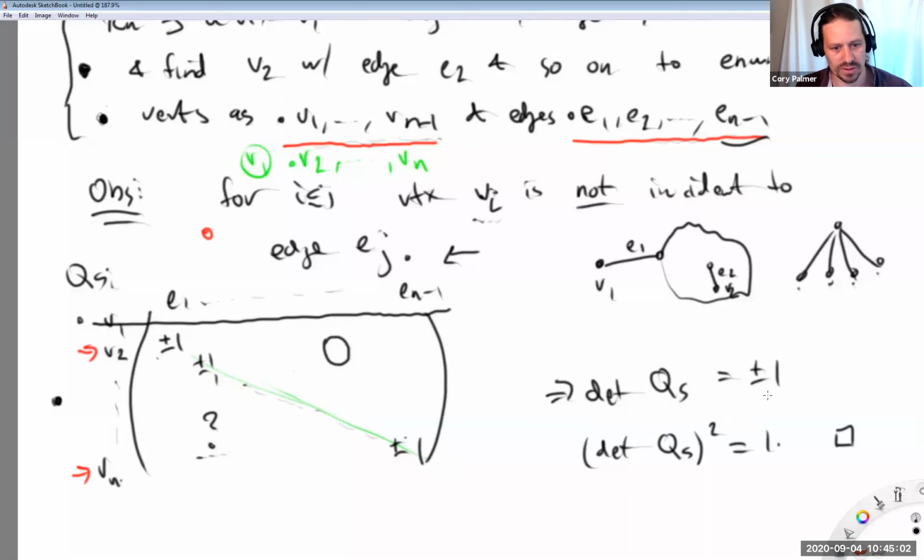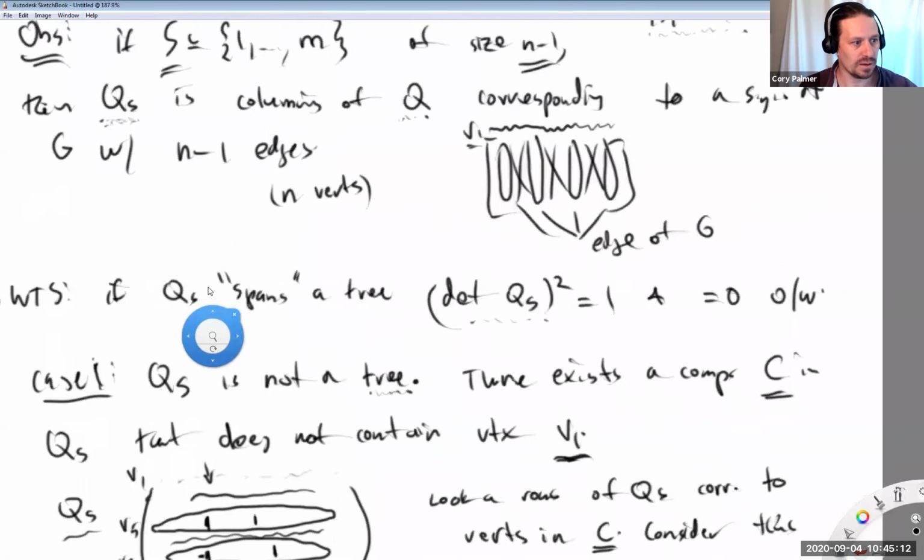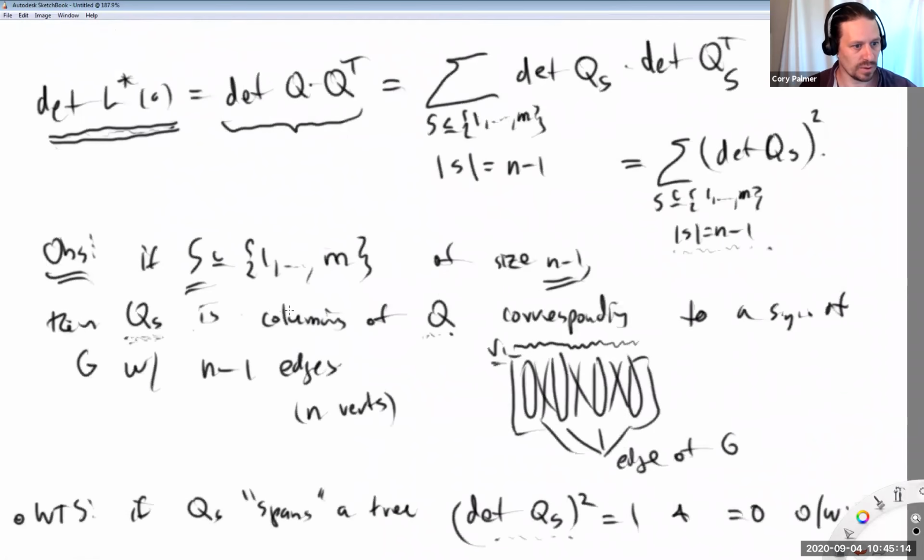The determinant is clearly plus or minus 1. It's just the product of the diagonals, and if you square it, you get 1. So that proves the theorem, right? We did what we claimed we would do, and that was this part here: each of the QS's corresponds to a potential tree with n minus 1 edges. And we found that the determinant here contributed 1 if it was a tree and 0 otherwise. And each potential tree was counted here, so they all get counted once. So the determinant here, which is equal to this, counts every single tree once, and the non-trees are not counted. So that proves the theorem.